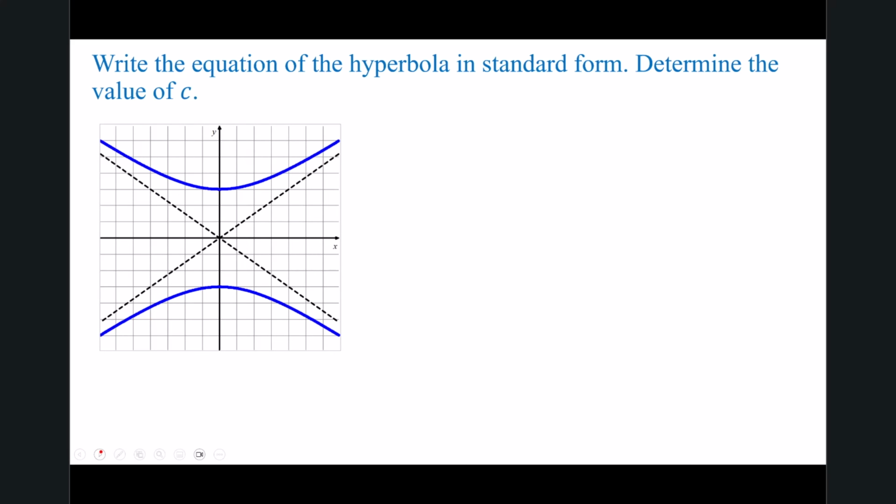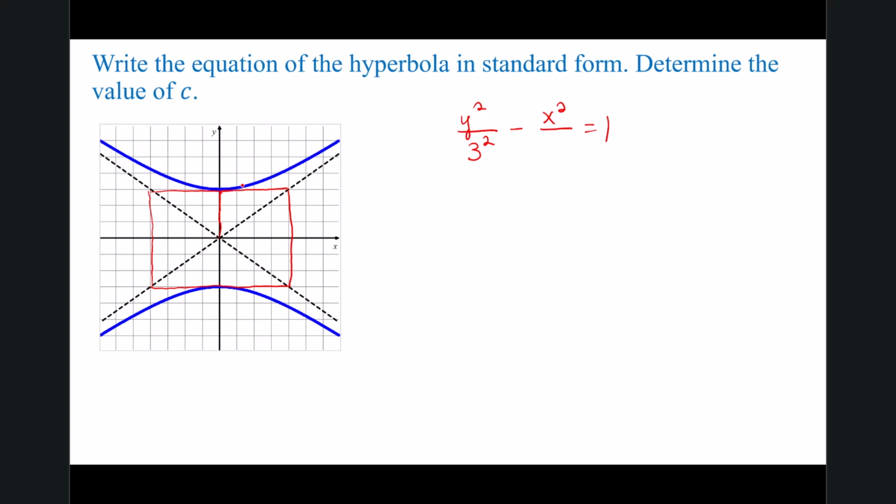Let's try another one with a vertical hyperbola. The vertical hyperbola will have y squared over something squared minus x squared over something squared equals 1. Now the distance from the center to that vertex, 1, 2, 3, is 3. So underneath the y squared, I'll put 3 squared. And then I'm going to go from there until I reach the asymptote. That is how I'm going to draw the box.